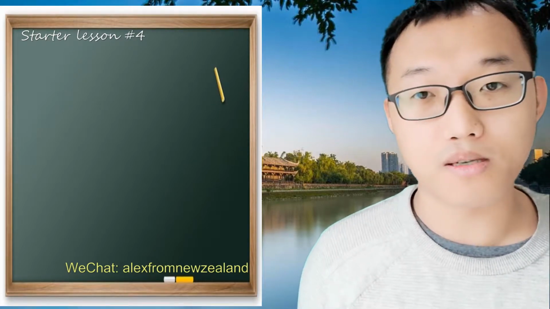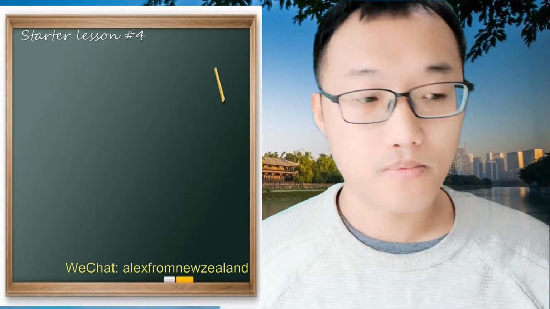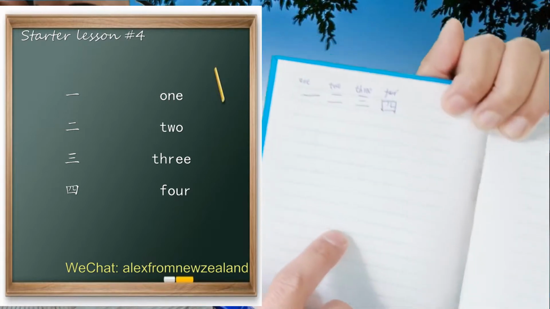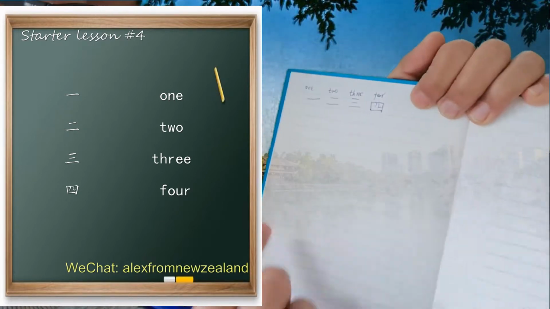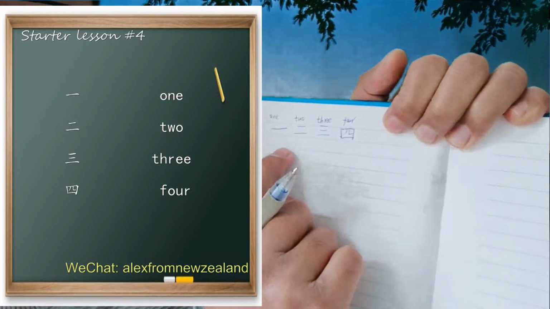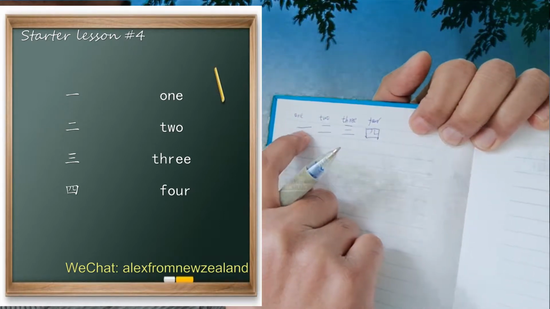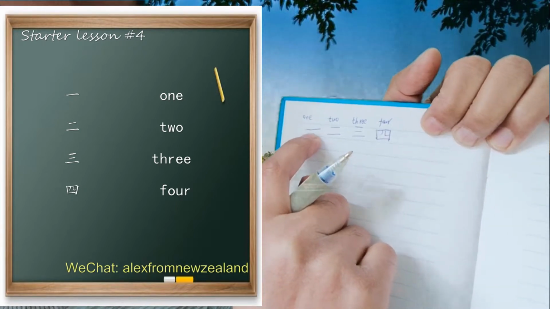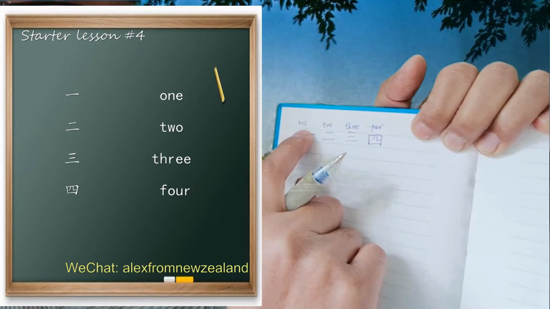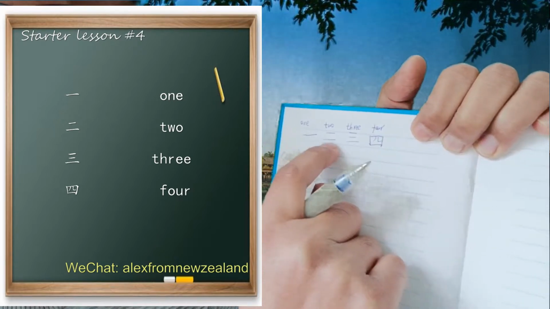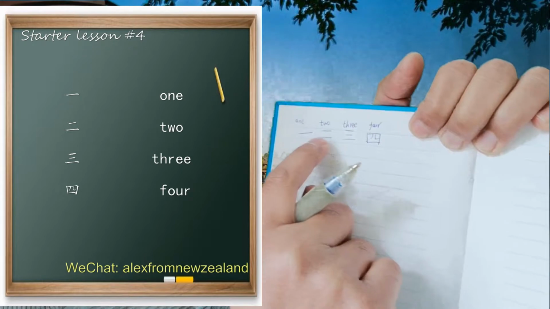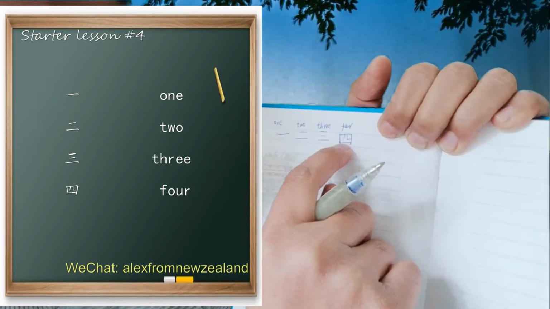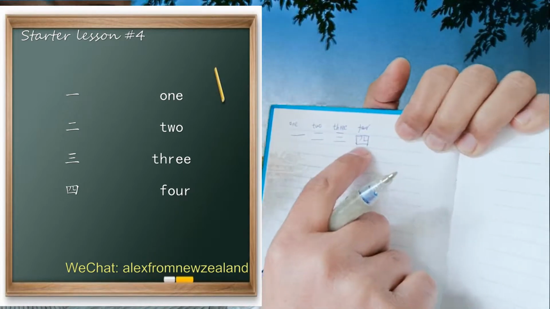Alright, I will show you something. Look at the characters on my paper, on my notebook, okay? The first one is one, a horizontal line. It's a Chinese character. It means one. Number one. Two lines. Two. Okay. Three lines. Three. Four. Okay. Four Chinese characters.